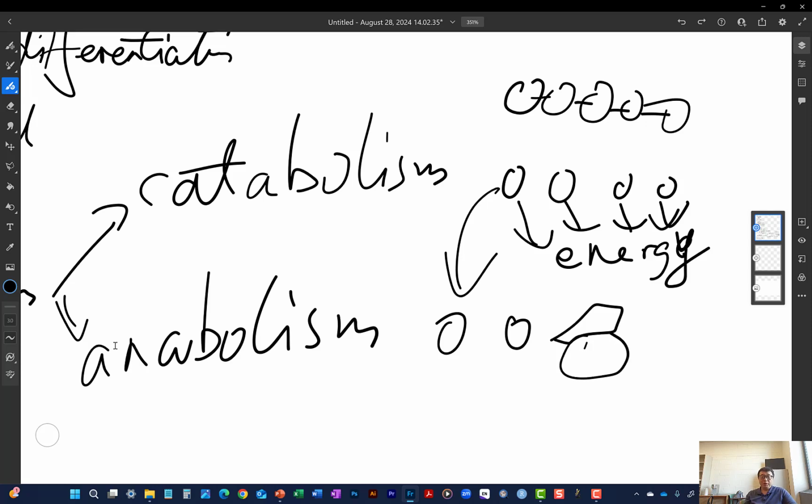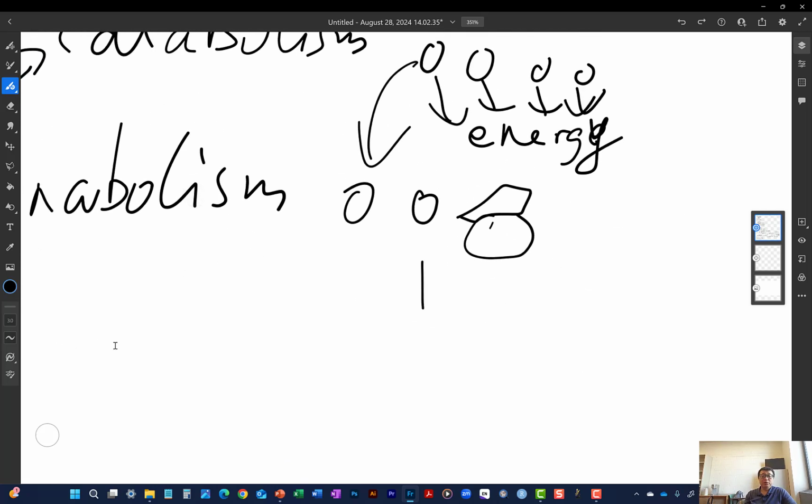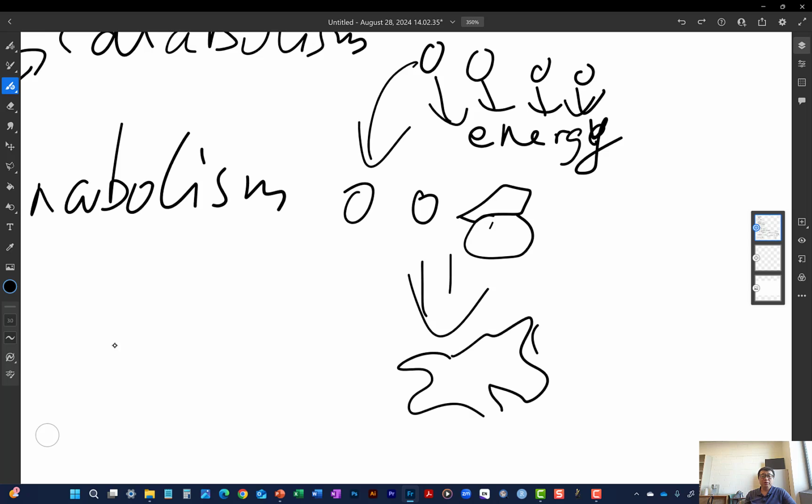And the body will further use those building materials to make its own special structures, like a protein. In this process, using the building materials to make the body's own big molecules is called anabolism. And anabolism also needs energy. So there is a direction of catabolism and anabolism.